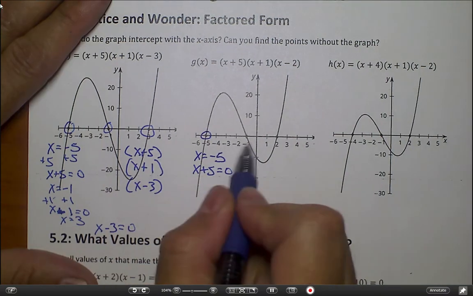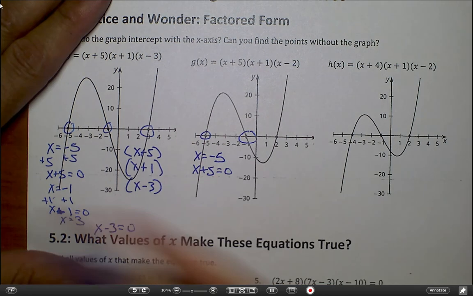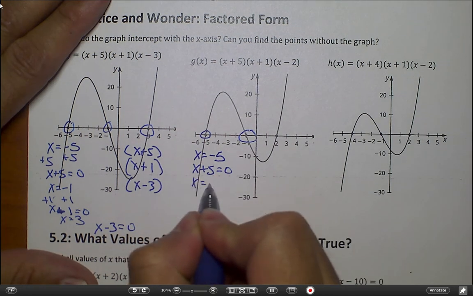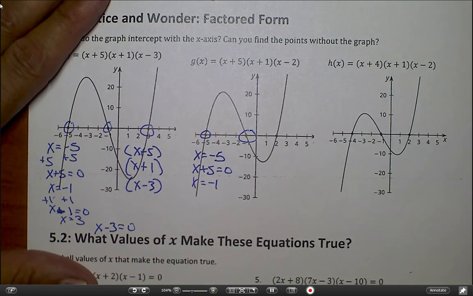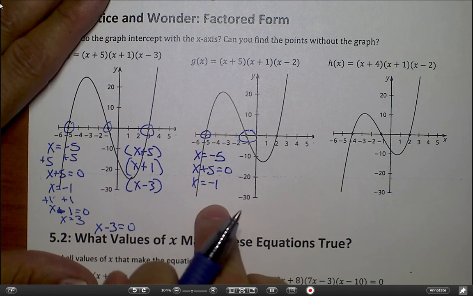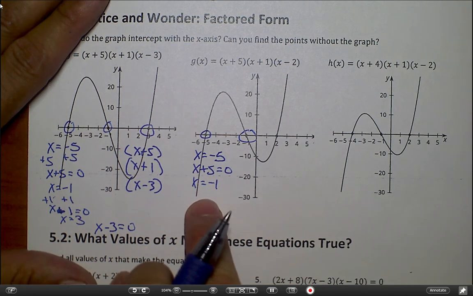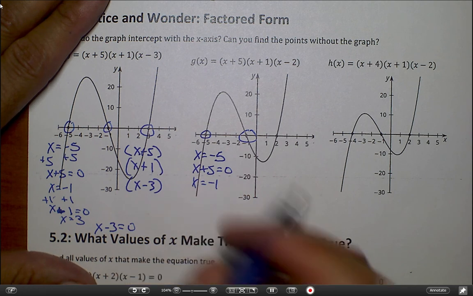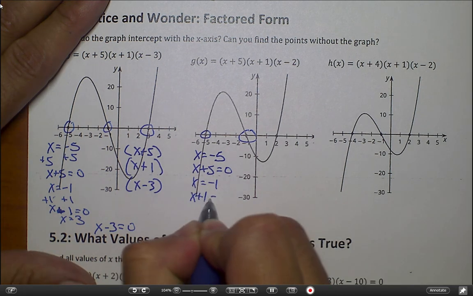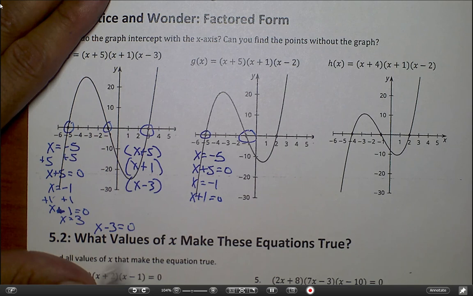All right, so the next one right here, we're going to get x equals negative 1, right? So my factor of that would be, say the whole thing. X plus 1 equals 0. Very good. X plus 1 equals 0. What about this one?